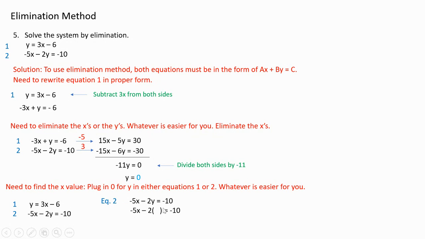Here, I'm going to use equation 2. So I'm going to plug in 0 right here for the y. So we got negative 5x equals negative 10. We divide both sides by negative 5, so we get x equals 2. So that's my solution. And again, this is an independent system.